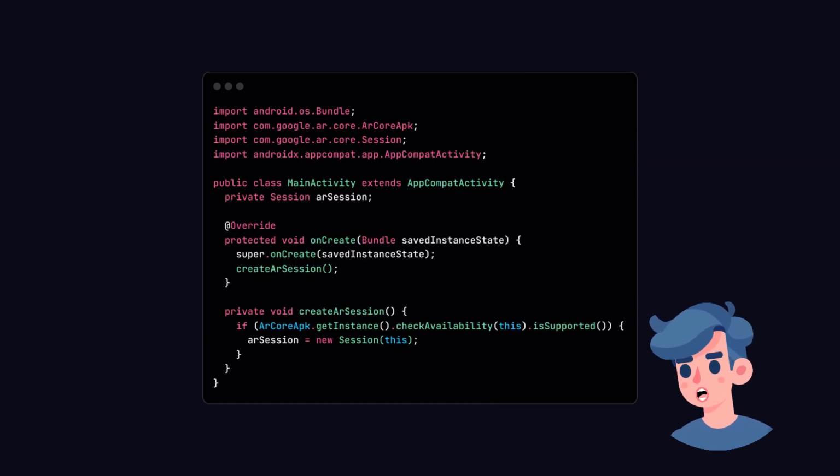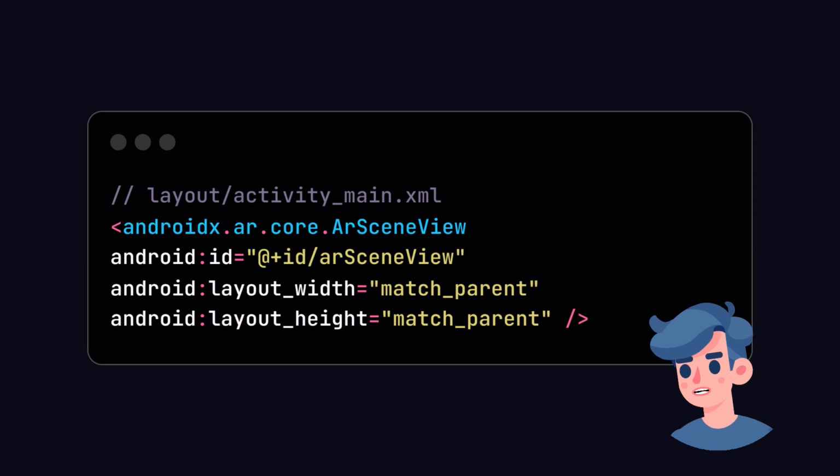With the permissions set, it's time to create our main activity class. This is where we will initialize AR components. In this code, we check for AR Core support and initialize an AR session. Next, we're going to set up our AR view, which is how we'll be able to see our virtual fitness trainer in the real world.